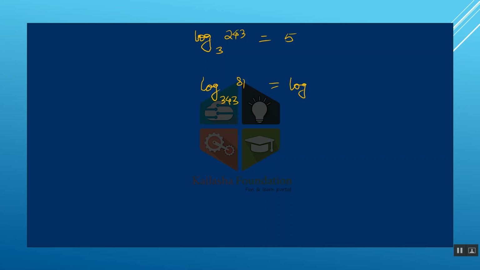You know 81 is 3 raised to the power 4, and you also know 243 is 3 raised to the power 5. When these two things become common, then do you know what you have to do? You have to just write it 4 by 5. Yes, as simple as that. Take 4 from here and 5 from here, and 4 by 5 is your answer. Log 32 base 16 is equal to log of 2 raised to the power 5 and 2 raised to the power 4. Okay, it is 5 by 4.